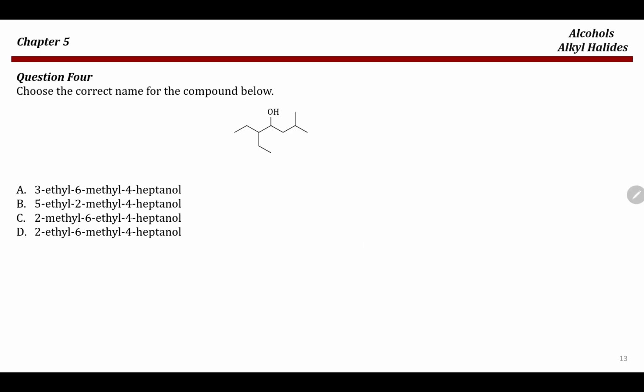Again, let's try to practice here. 1, 2, 3, 4, 5, 6, 7. So this is heptanol. All the choices are heptanol. Again, counting from left or right side, your OH group is at position 4, which is correct in all the choices. Now counting from the left side will give my branches position 3, 4, and 6. Counting from the right side, they will be at positions 2, 4, and 5.